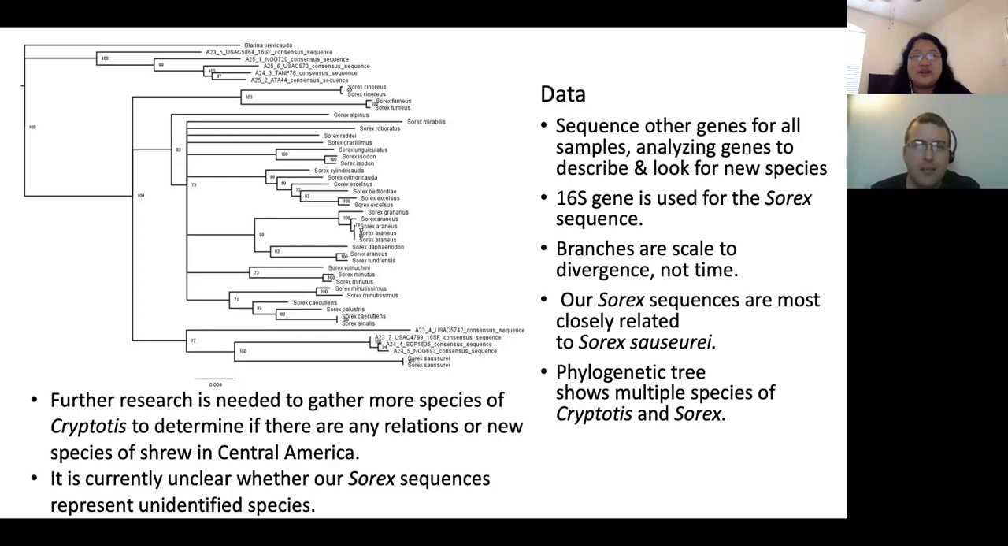So yeah, as I mentioned before, from the example above, that's one species in Central America, but I think there's still a bunch of other species because they all have different DNA sequences. As mentioned before, the Sorex sequences are most closely related to Sorex saussurei, but we can't really say that the Sorex sequences are that species. That's why we still need more data to be able to identify if they are that species or if they're a new species.